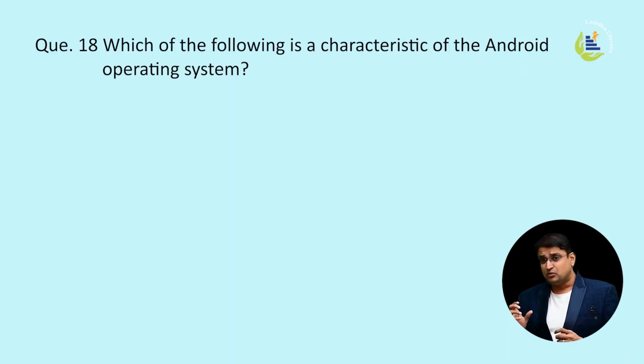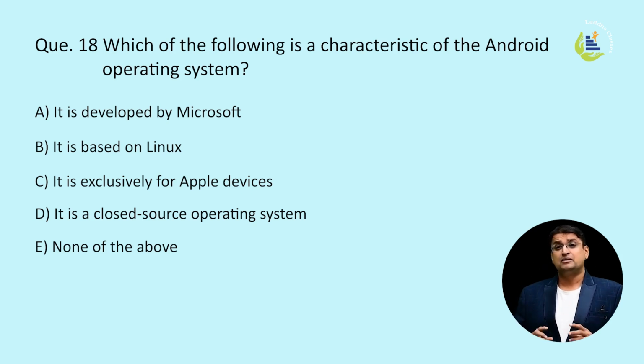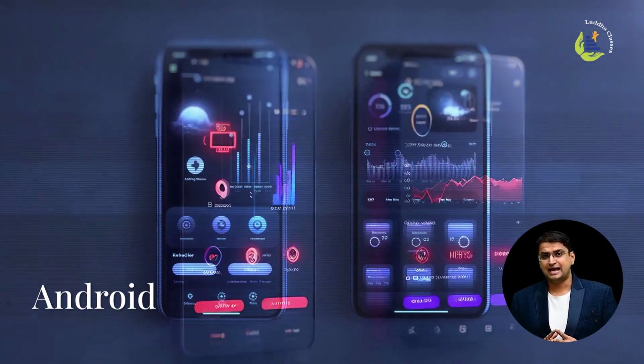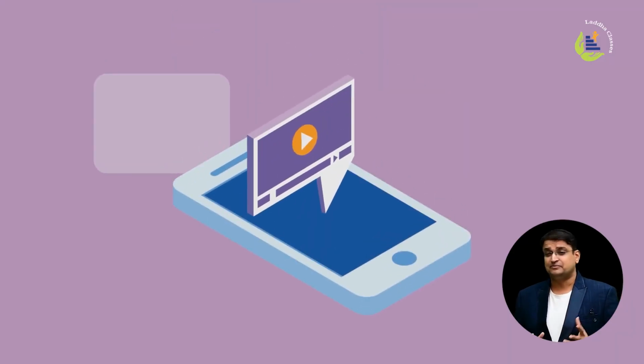Question 18. Which of the following is a characteristic of the Android operating system? Options are it is developed by Microsoft, it is based on Linux, it is exclusively for Apple devices. It is a closed source operating system. None of the above. Correct answer option is B. It is based on Linux. Because Android is based on the Linux kernel and is an open source operating system primarily used for mobile devices.